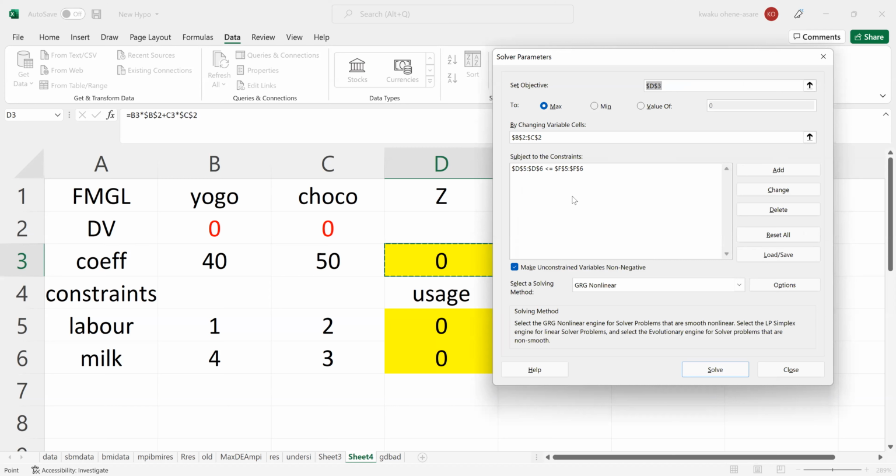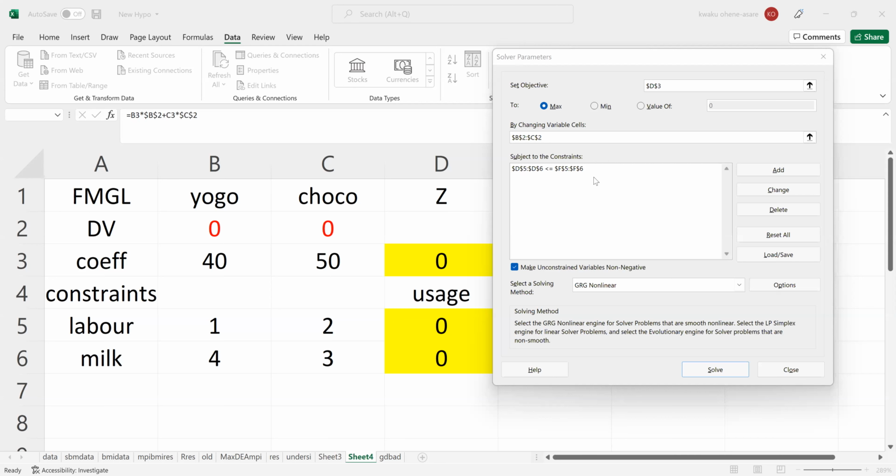You may be wondering, what about the non-negativity constraint? We didn't write that. Well, Excel has that there automatically. So you see the tick, make unconstrained variables non-negative. So the non-negativity constraint is there. You have to take it.